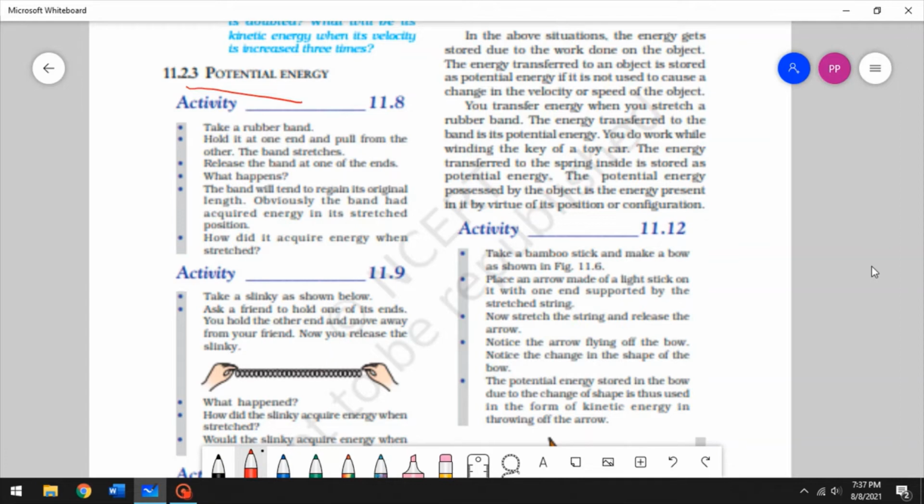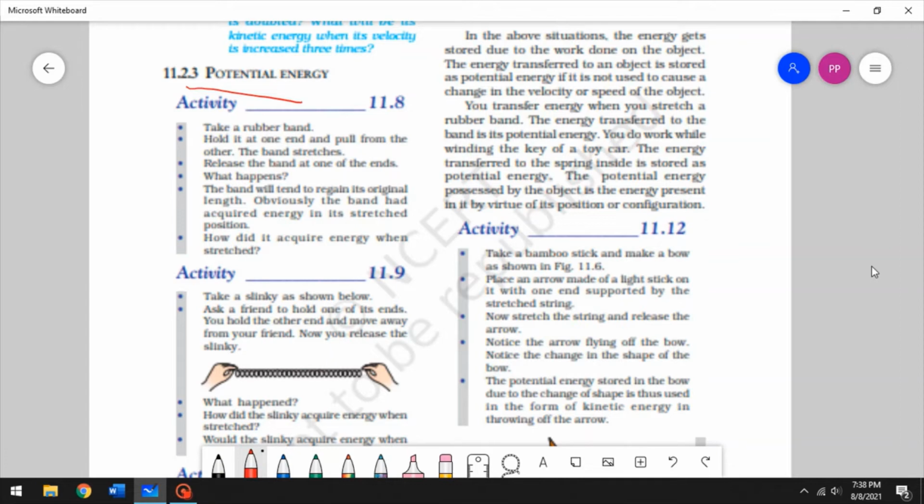So in all of these situations, the energy gets stored due to the work done on the object. Alright, so the energy transferred to an object is stored as potential energy if it is not used to cause a change in the velocity or speed of the object. So if an object is being transferred energy, and if that object is not moving, then the energy that has been transferred to the unmoving object is stored as potential energy in itself.